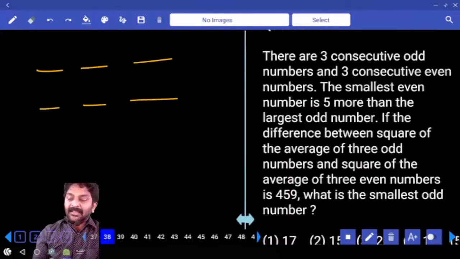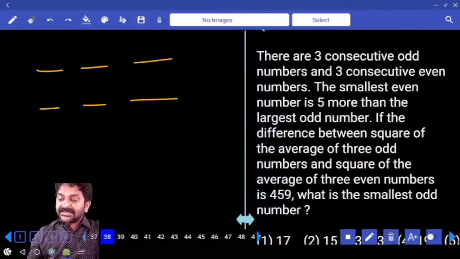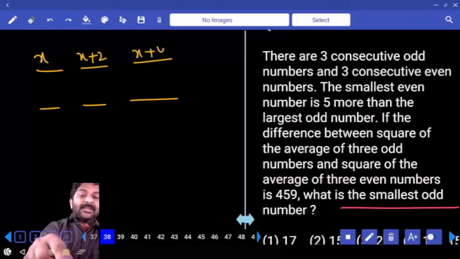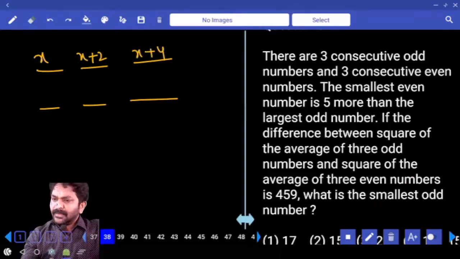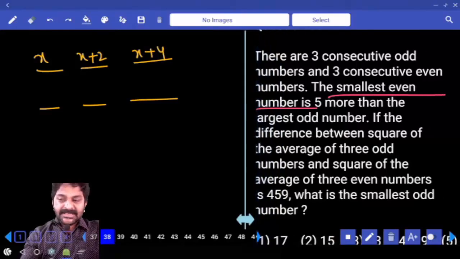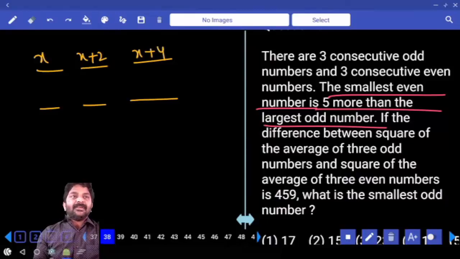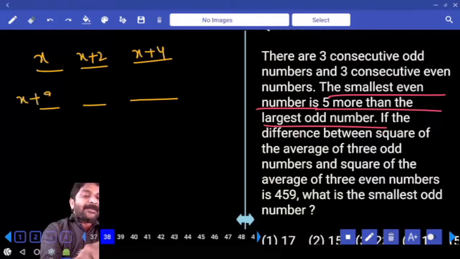Correct? As your question is about smallest odd number, let it be X. Next odd number becomes X plus 2, and the largest one X plus 4. Now smallest even number is 5 more than largest odd number. Correct? So when you add 5 it becomes X plus 9 only. That becomes smallest even number. Next even number X plus 11.